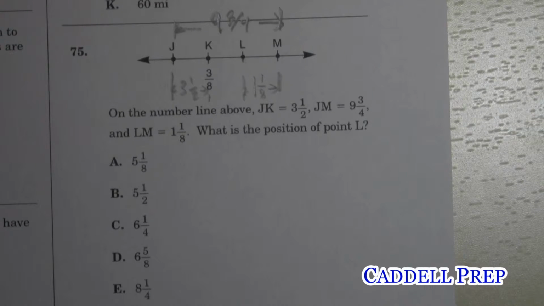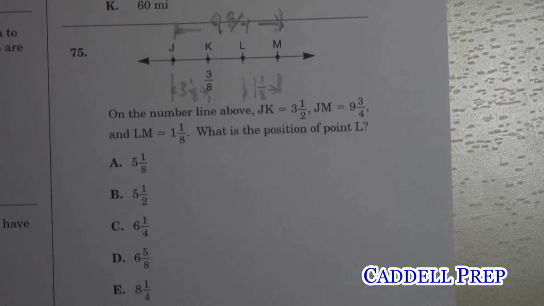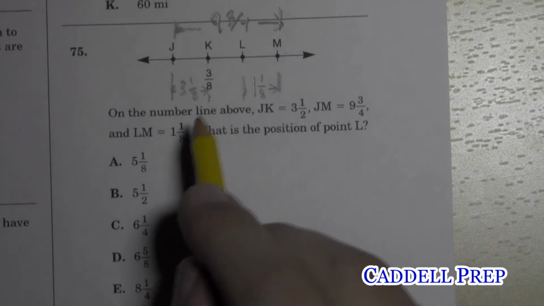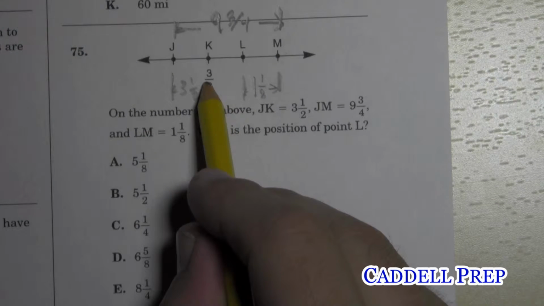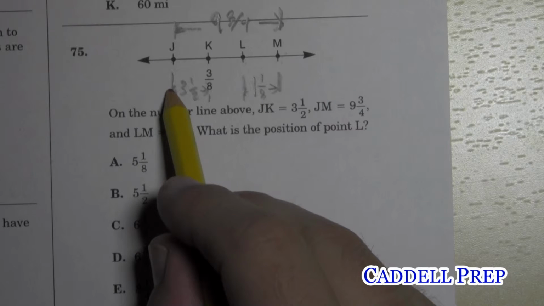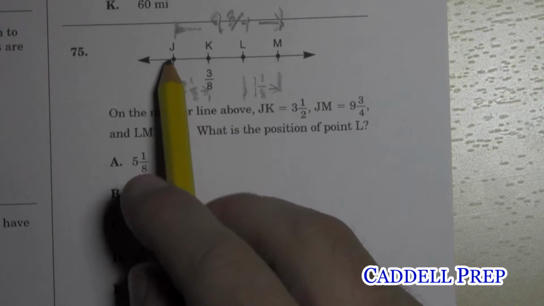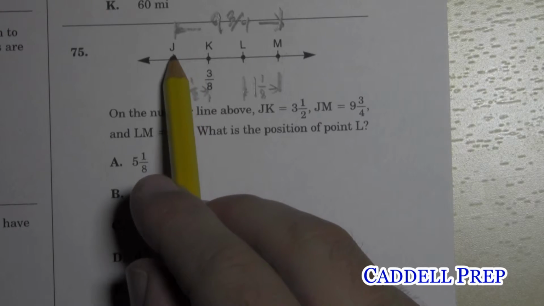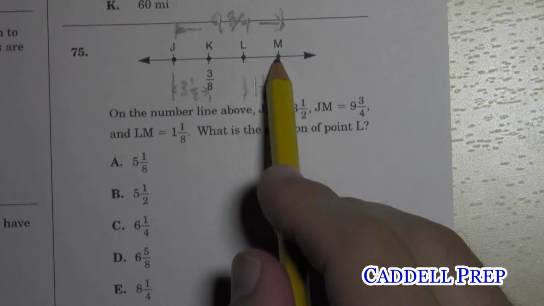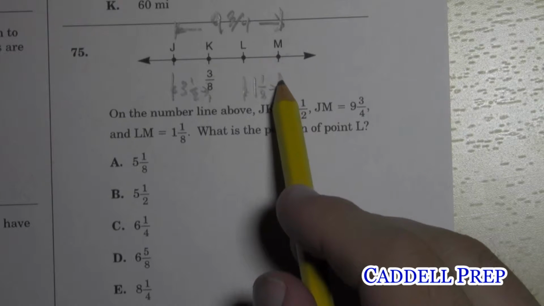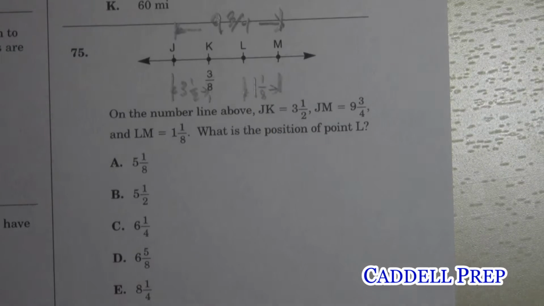Okay, now that we label it, we might notice that we can start at 3/8, subtract 3.5 to get point J based on point K. Then we could add 9 3/4 to J to get M. And then once we have point M, we can subtract 1 1/8 and get to L, which seems like a lot of work.